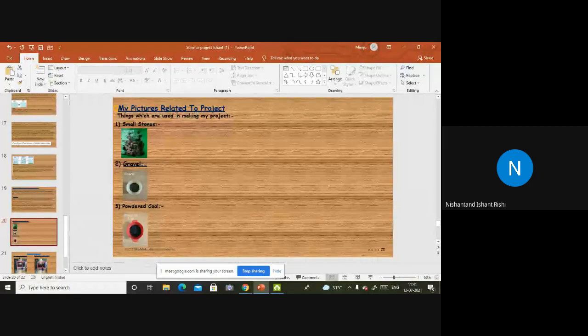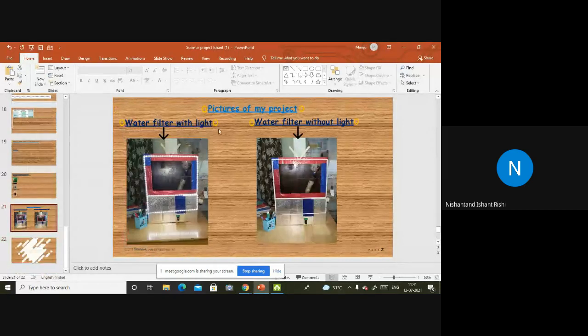The pictures related to my project: small stones, gravels, and powdered coal. And these are the pictures of the project that I made.